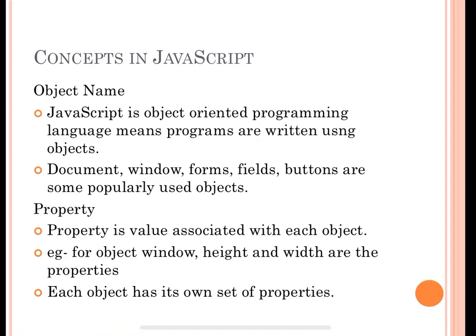Okay, so next one is property. So you all know that objects have properties. A property is a value that is associated with each object. For example, there is a window object. The window object can have properties such as height and width, and each object has its own set of properties. So are these two concepts clear to you all? That is, object name and properties.